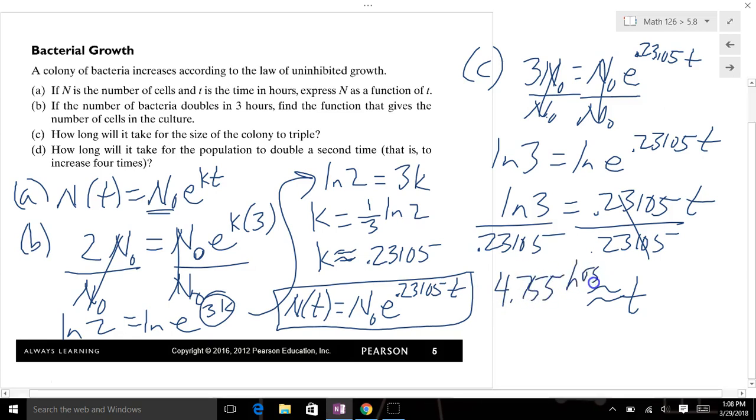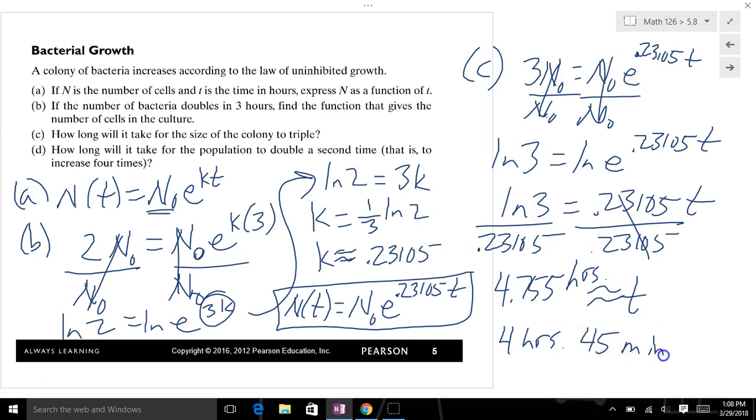4.755 hours. So 4 hours, and then 0.755 times 60 minutes would be about 45 minutes. 4 hours, 45 minutes. Okay, so that's part C. Part D: how long will it take for the population to double a second time?